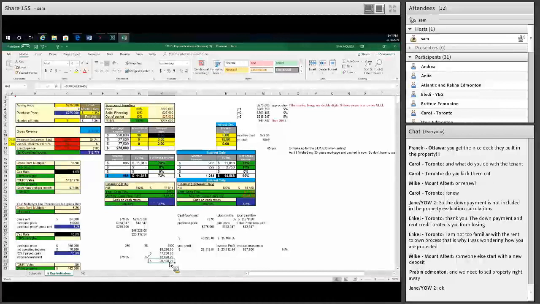Someone else start with the new deposit. Yeah, we can start somebody else, Mike. That's right. And we need to sell the property right away. We could sell the property right away too. I mean, we don't have to keep the property. We can sell it and make money on the sale. That's another option.